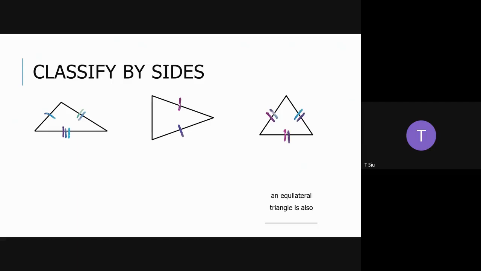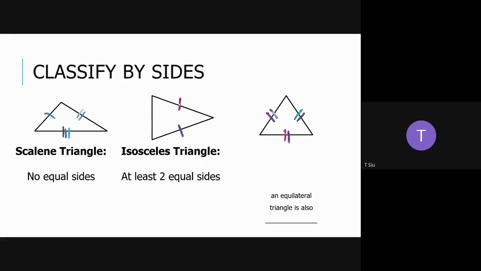In this diagram, I have three triangles, one with no congruent sides, one with two congruent sides, and one with three congruent sides. To classify these triangles by their name or by their sides, the first one with no congruent sides, I would call that a scalene triangle, which means no equal sides. The middle triangle is an isosceles triangle, or it has at least two equal sides. This last triangle is what we call an equilateral triangle, 3 equal sides.